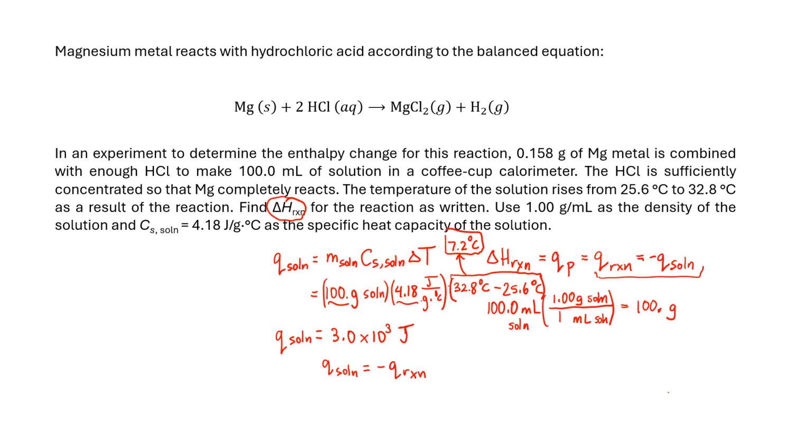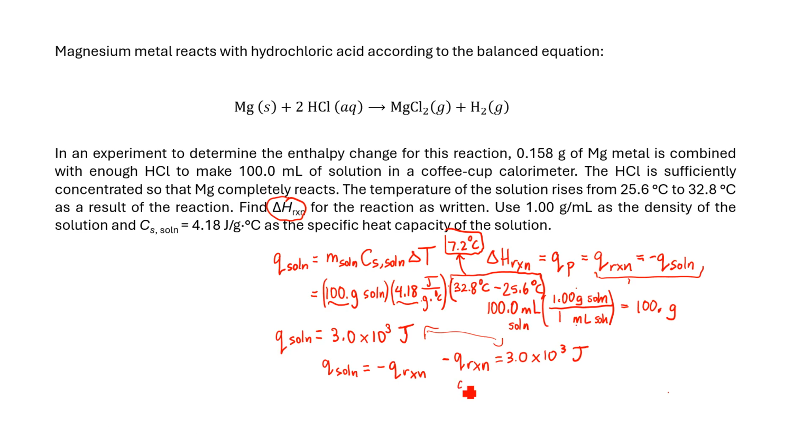Right? So we need to basically say that the negative Q of reaction is equal to 3.0 times 10 to the 3 joules, right? If Q solution equals negative Q reaction, these should be the same. And they are. But we don't want a negative term there, right?